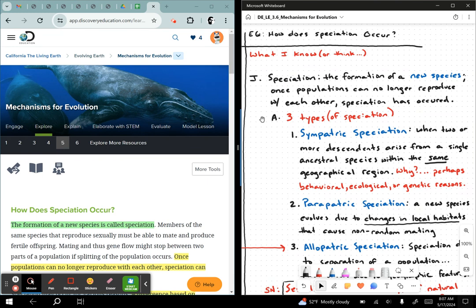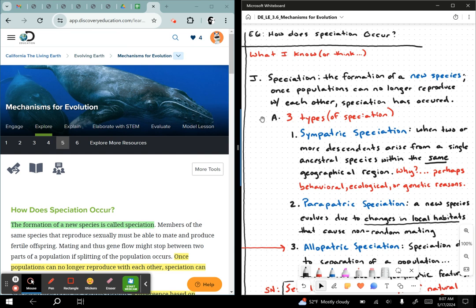It could be that they're genetically not compatible anymore. It could be that they have different behaviors, that they don't respond to each other's ritual behaviors or mating calls, etc. So there can be a number of reasons, but that's the difference between your species. So there's three types of speciation that we talk about. The first one is called sympatric speciation.